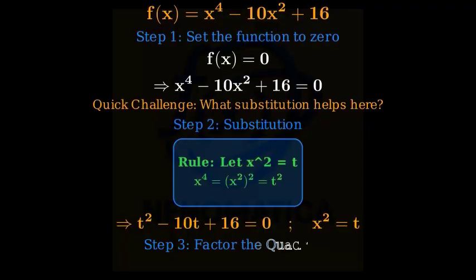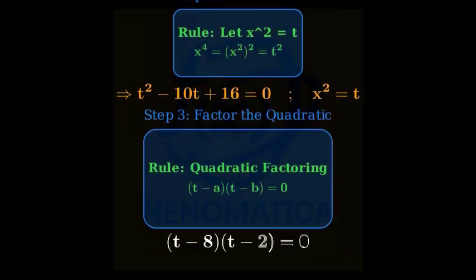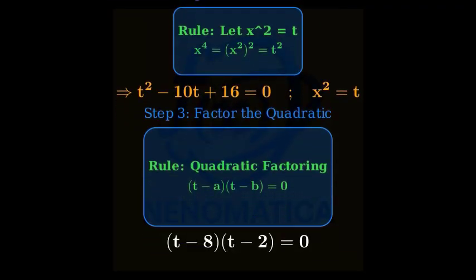Step 3. Factor the quadratic. We seek two numbers that multiply to plus 16 and add to negative 10. Those are negative 8 and negative 2. So the factorization is t minus 8 times t minus 2 equals 0.